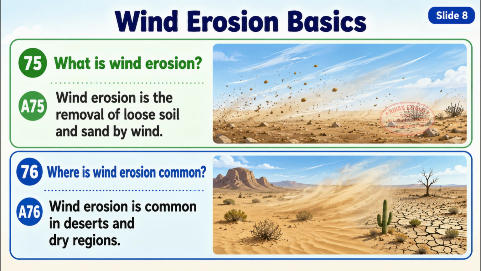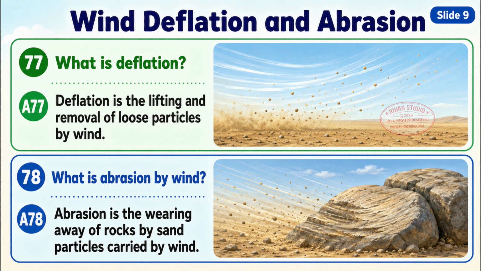Question 76. Where is wind erosion common? Answer 76. Wind erosion is common in deserts and dry regions. Question 77. What is deflation? Answer 77. Deflation is the lifting and removal of loose particles by wind.